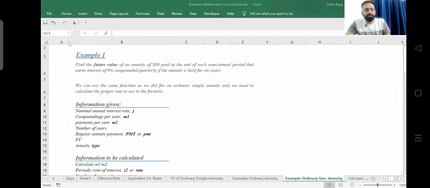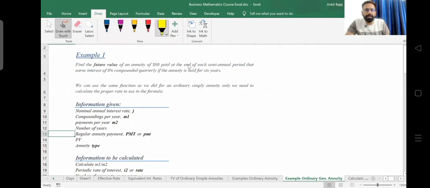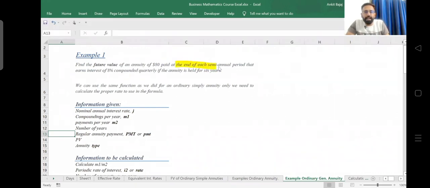So if you see what the case is saying: find the future value of an annuity of $80 paid at the end of each semi-annual period, right? That earns interest of 8% compounded quarterly, if the annuity is for 6 years. We can use the same function we did for ordinary annuity. So this additional note is given.